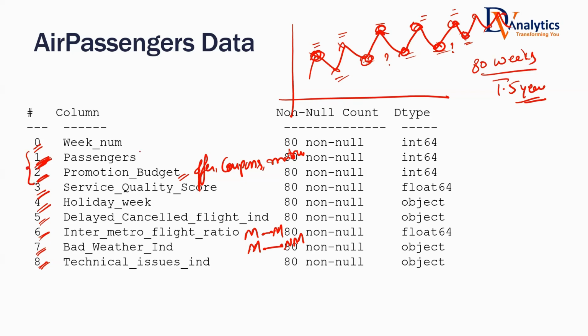So the first question that I have is passengers versus promotional budget. Is there any association between passengers and promotional budget? If we have to answer that question statistically using statistical measures, what will be the measure that we will use to check whether two variables are associated or not? Correlation coefficient. If the correlation coefficient value comes out to be a higher number, then we will say yes, passengers and promotional budget are related to each other.